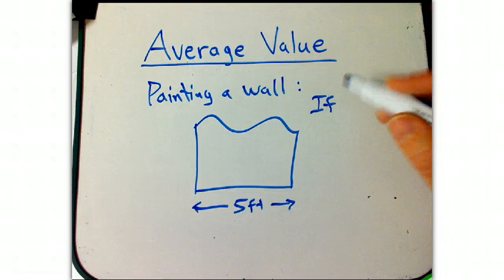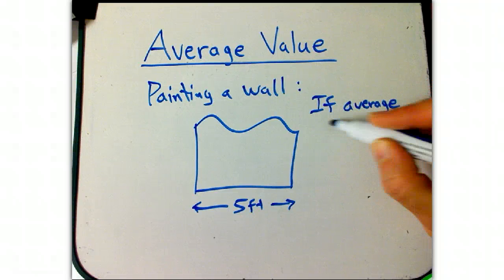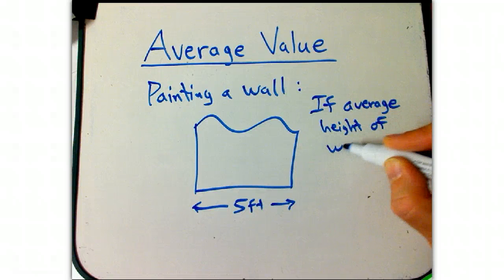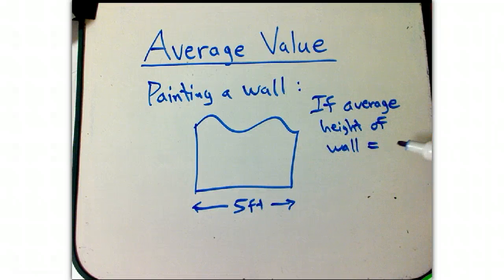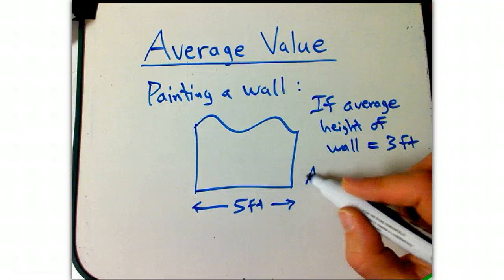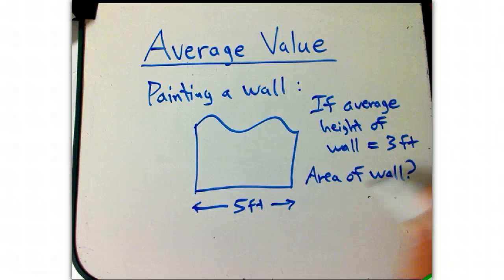And suppose somebody's told me that on average, the average height of the wall is equal to 3 feet. Then how much paint do I need? Or in other words, what's the area of the wall?